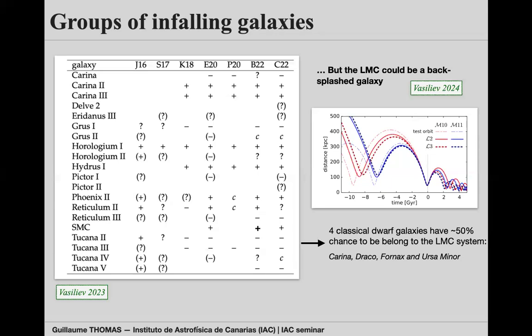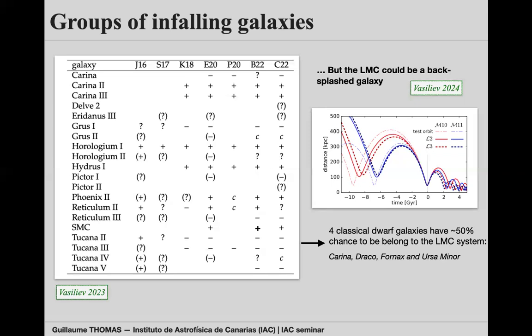However, that's the idea that the LMC had been accreted really recently, 3 to 4 gigayears ago. Really recently, Eugene Vasiliev proposed that the LMC is a backsplash galaxy that already interacted with the Milky Way between 10 and 8 gigayears ago. And in that case, the number of satellites that were around the LMC is not at all the same. In that case, you have even 4 classical dwarfs that have a 50% chance of belonging to the LMC system: Carina, Draco, Fornax, and Ursa Minor. So that means that the LMC had a really high number of massive satellites, especially when you compare to the lambda CDM model. That's something which is absolutely not possible to have. It's around the 3 sigma uncertainties that you have in the simulations.